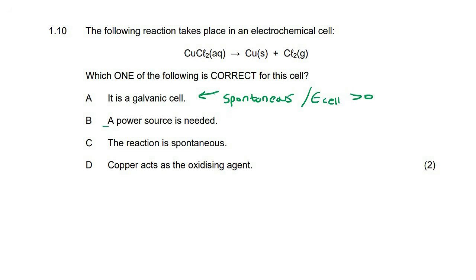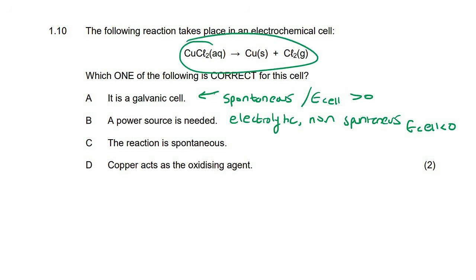If you need a power source, then that is electrolytic, and that is when it's non-spontaneous, and that is when your E cell is smaller than 0. It's when it's negative, okay? So let's go get our table and see if we can figure out the E cell value, and from that we will be able to make some conclusions. Before we go to our table, though, we need to know what to look for in our table.